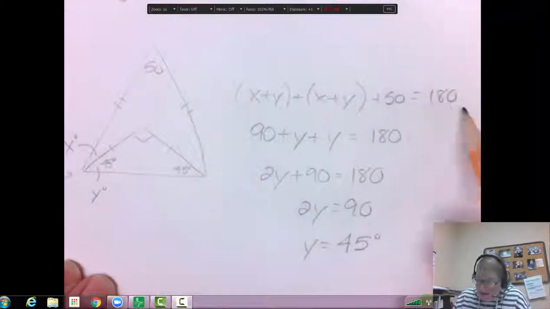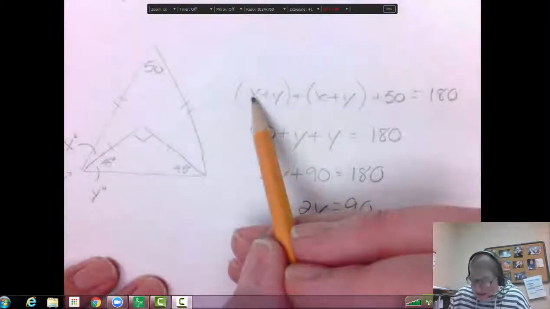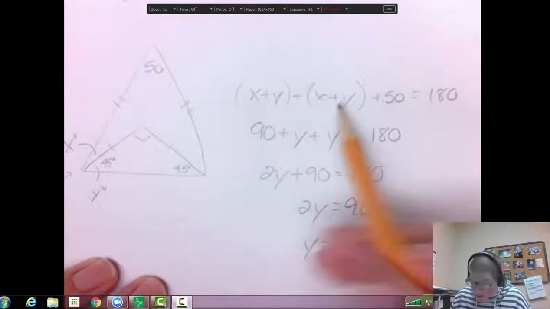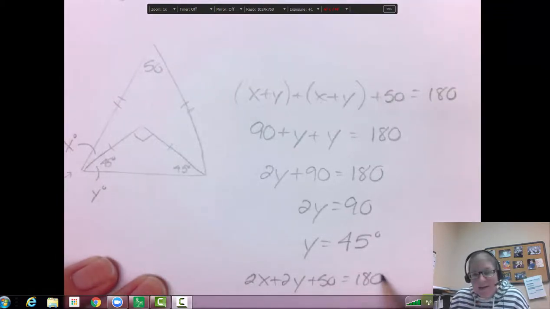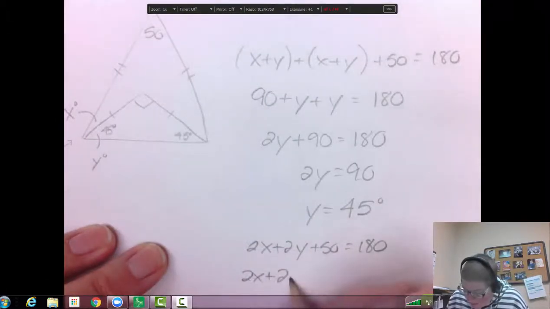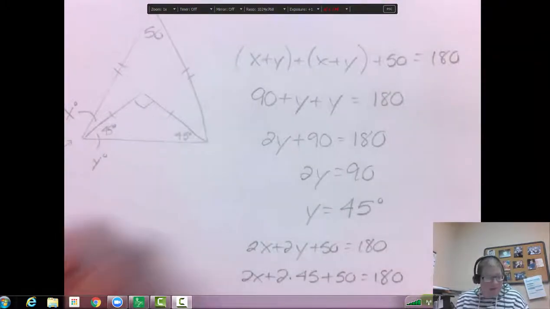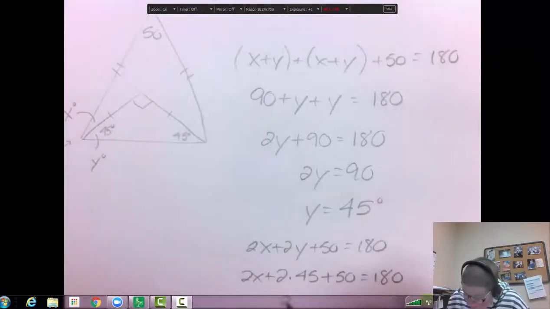Now we can use the knowledge of the top one to solve for x. So really this is x plus x, 2x, y plus y is 2y. So another way to write that same formula is 2x plus 2y plus 50 equals 180. Now let's put in our 45 here. So I'd have 2x plus 2 times 45 plus 50 equals 180. 2 times 45 is 90. 90 plus 50 is 140. So I have 2x plus 140 equals 180.